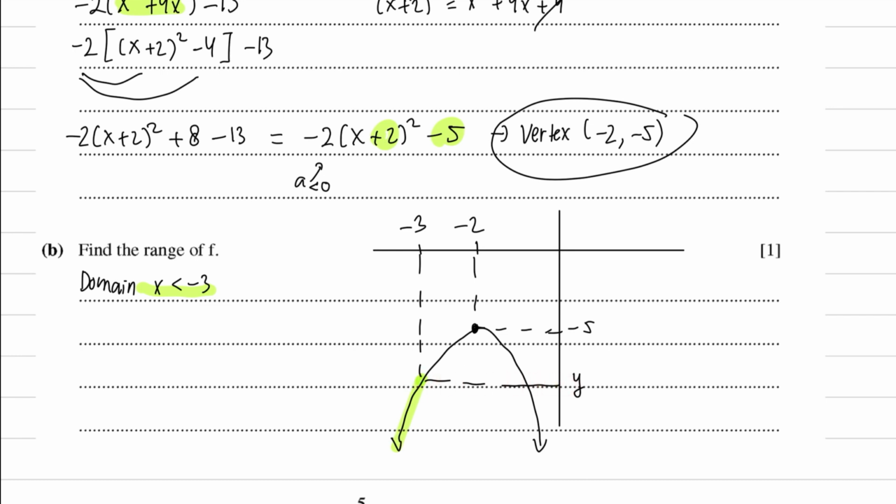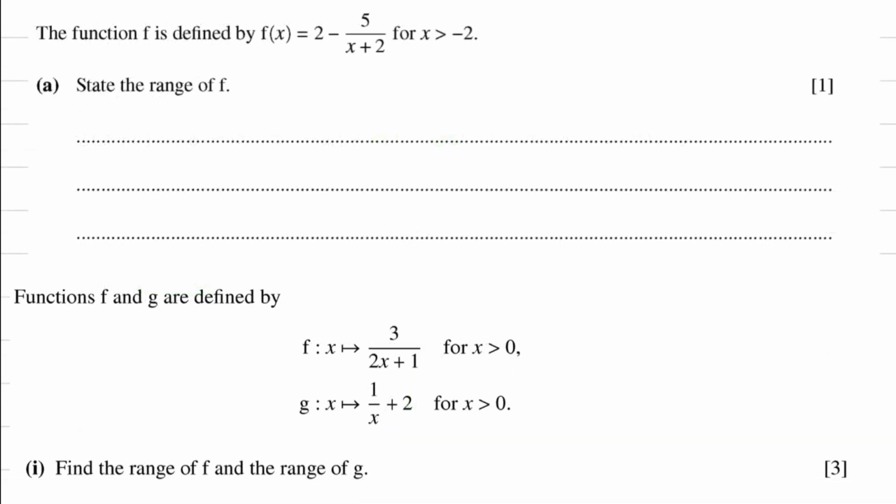You need to substitute the -3. So you will get -2 times (-3 plus 2) squared -5. You will get -7. And after that, the graph starts from -7 and goes down. So the range is y less than -7 because it goes down, less than. Let's look at the next question.